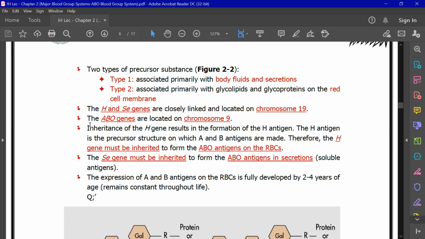Okay, but the inheritance of the formation of our A, B, and H antigens are the product of the interaction of your ABO genes, your HH genes, and your SE genes. Okay. So the inheritance now of your H gene class results in the formation of your H antigen, meaning the end product of the inheritance of our H gene is the H antigen. And ang end product ng inheritance ng ating ABO genes ay ang ating A and B antigens.